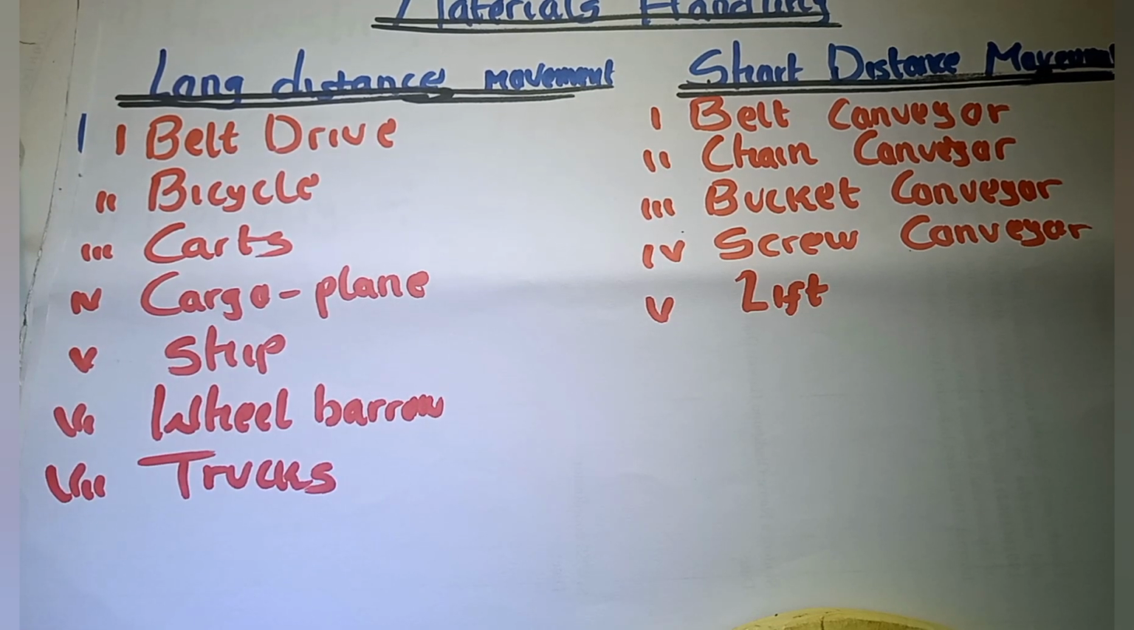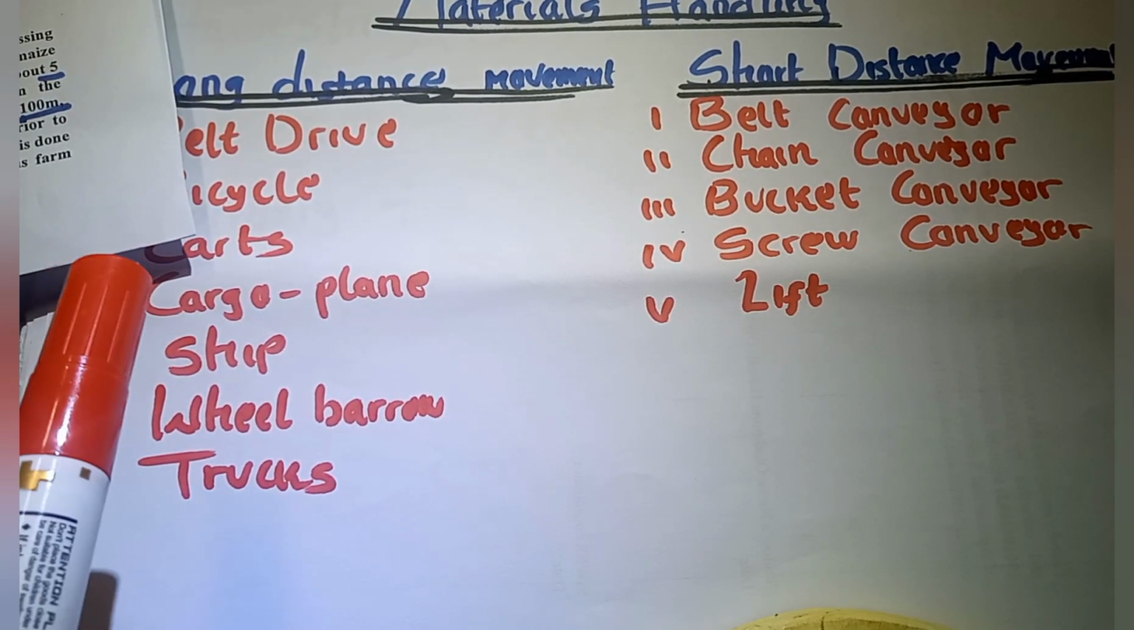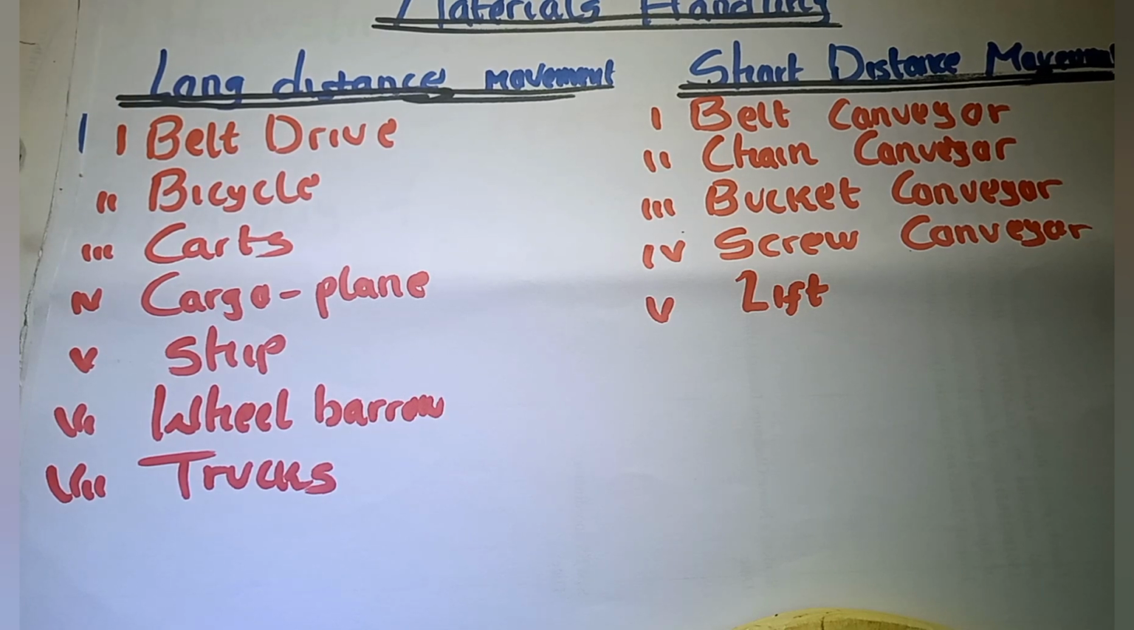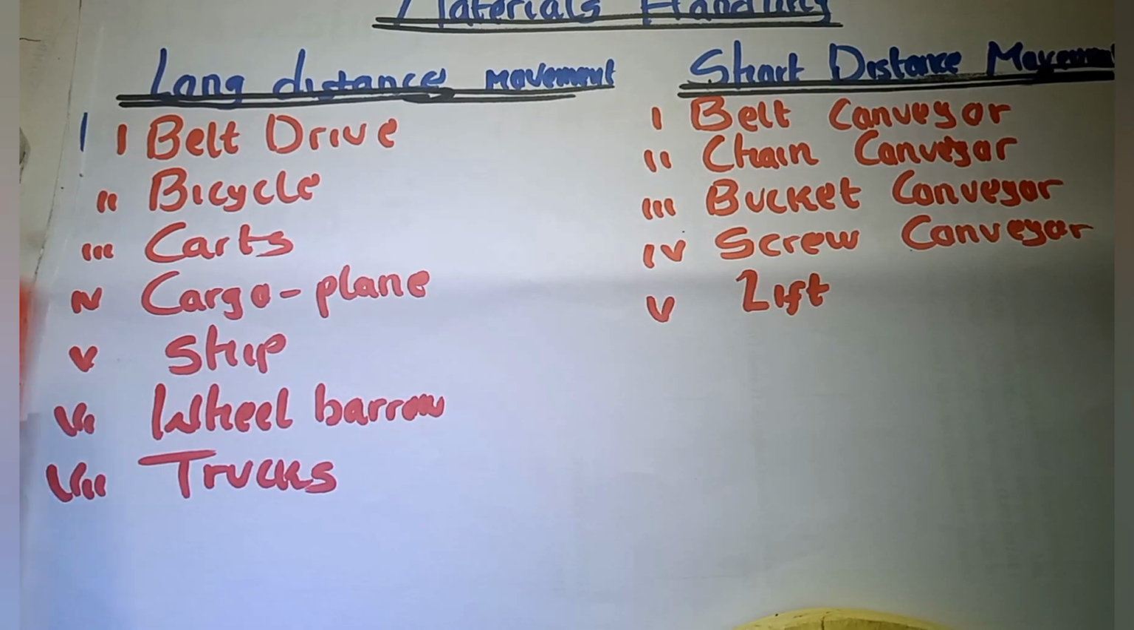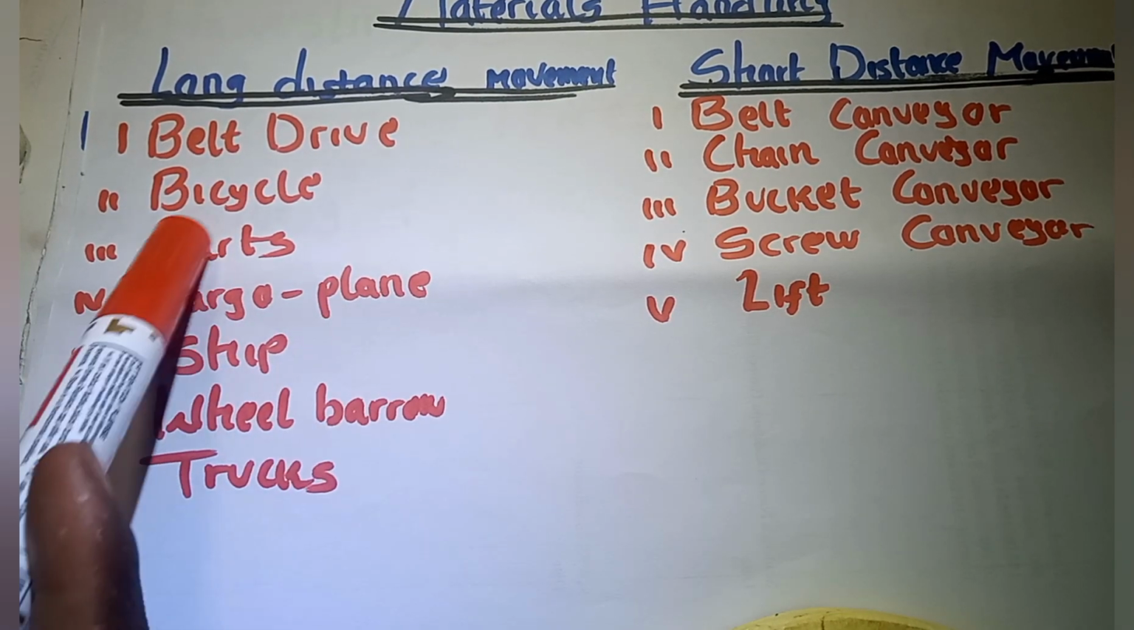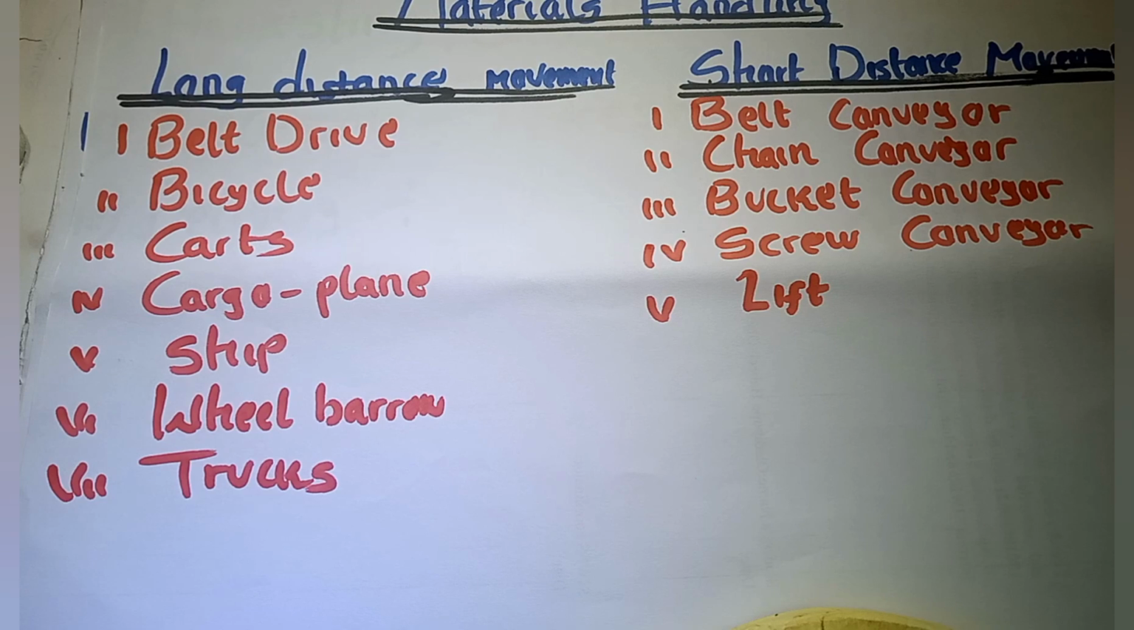Now, since it is 5 kilometer, the answer is very, very simple. You can make use of trucks. You can make use of wheelbarrow. You can make use of belt drive. You can make use of bicycle. You can make use of trolley. You get what I'm saying? So that's what I'm going to be writing down now. You can make use of belt drive, bicycle, wheelbarrow, trucks, of course. So you can make use of all those.